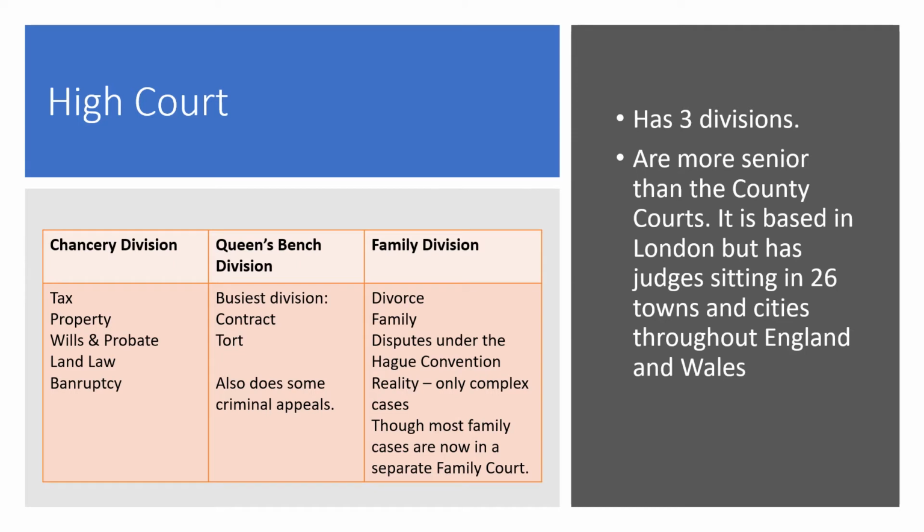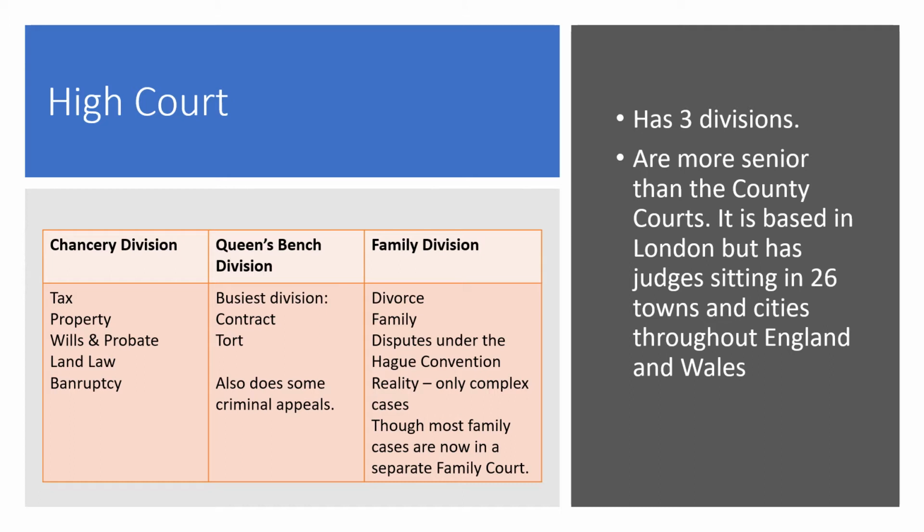Now the High Court is, as you might imagine, higher in the hierarchy, and it has 3 divisions. Now they're more senior than the county courts, and it's based in London, but sits in 26 towns and cities throughout England and Wales.